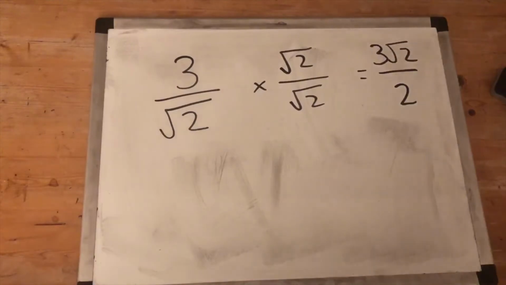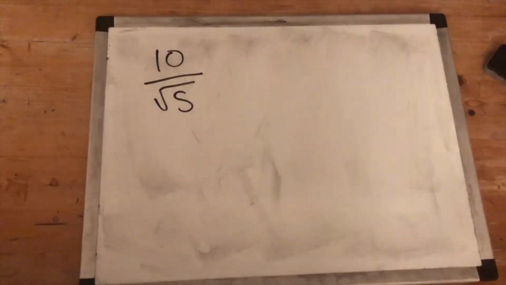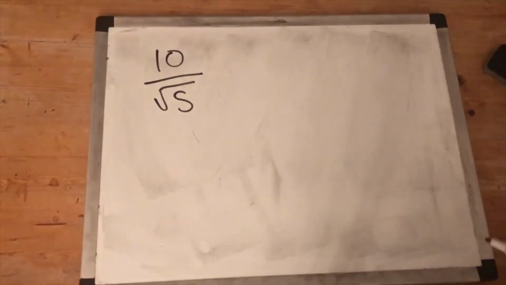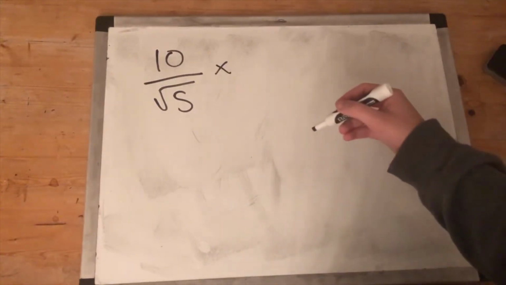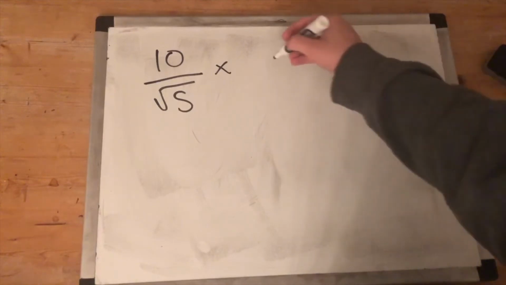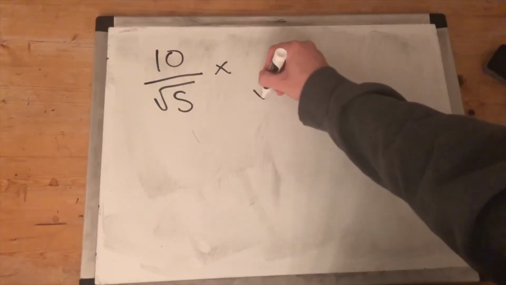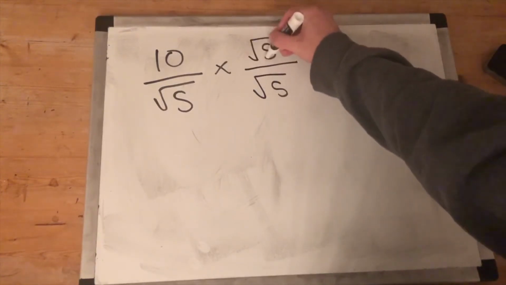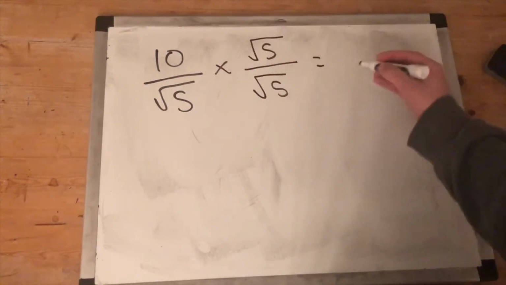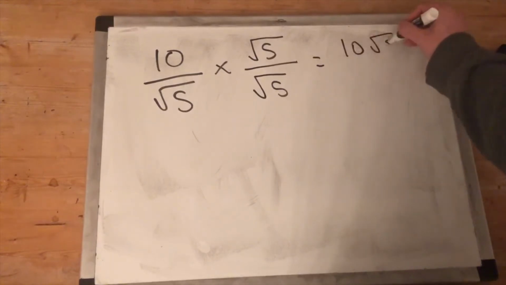Let's do another example like this. 10 over root 5, well, we know that we need to times it by 1. Otherwise, we've changed the question. So what we're going to do here, to keep it as 1, our denominator is root 5. To keep it as 1, our numerator has to be root 5 too. 10 times root 5, 10 root 5.